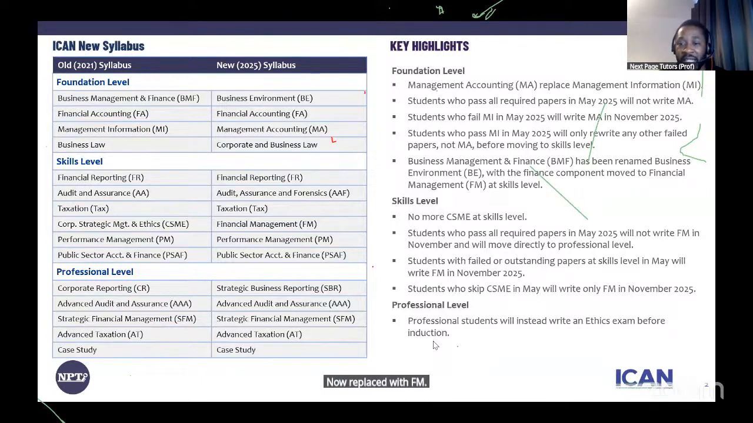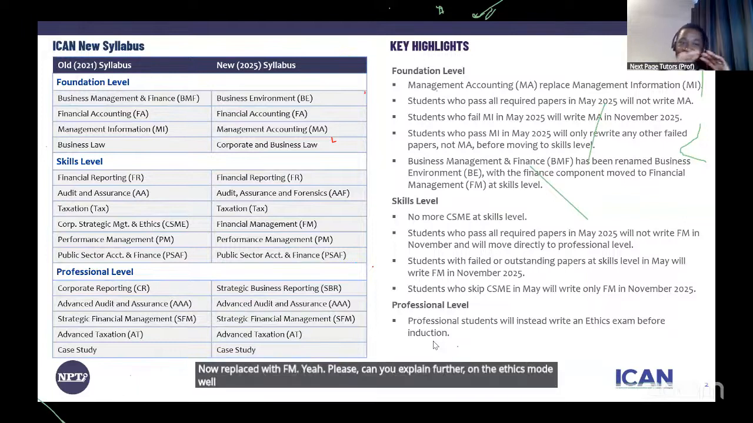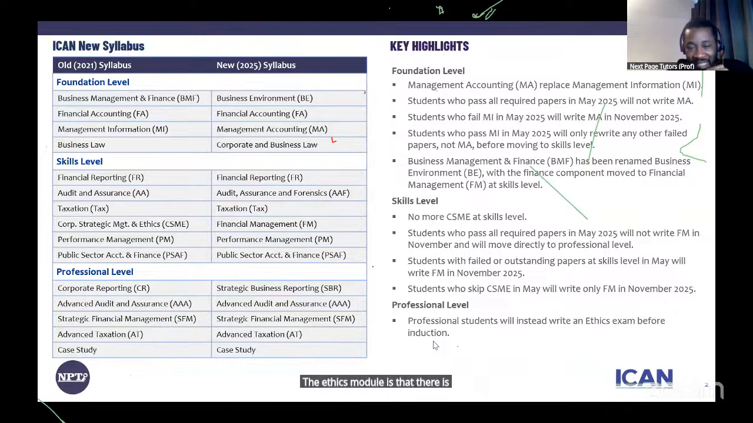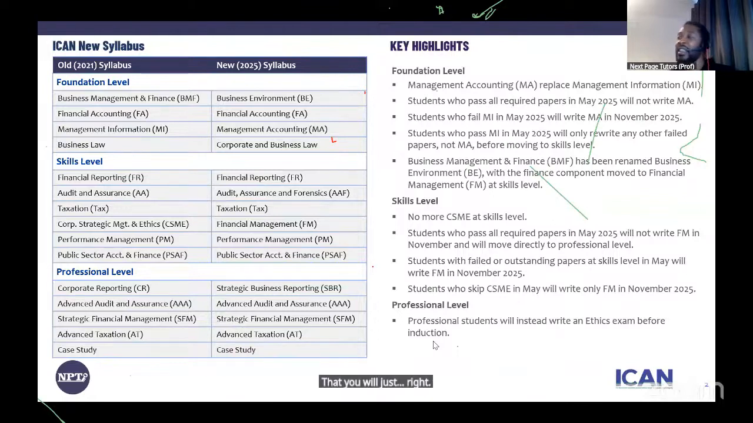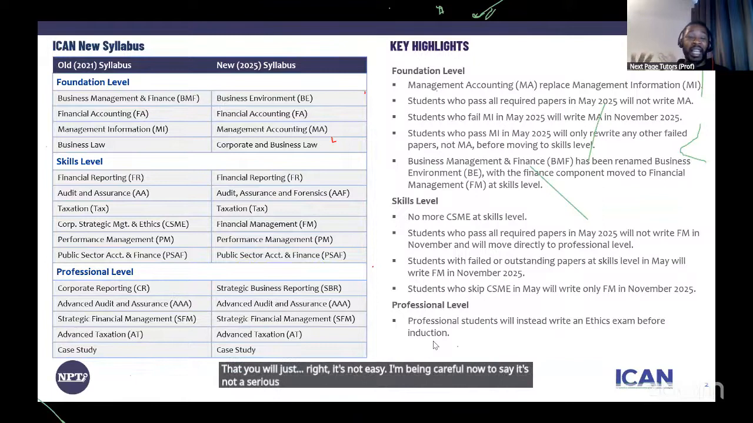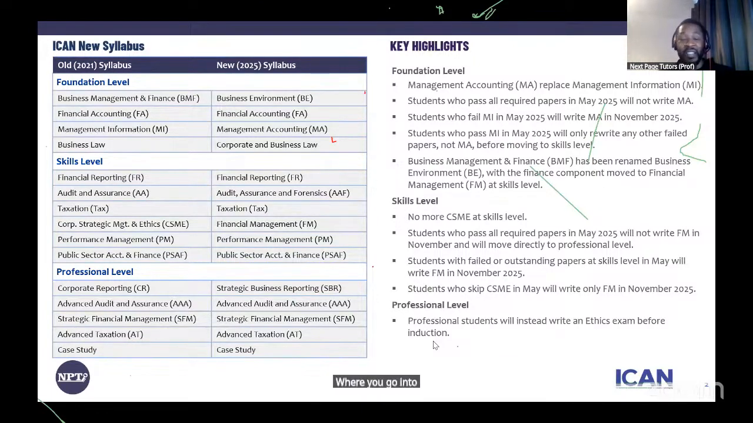Please, can you explain further on the ethics module? Well, yeah, that's very simple. The ethics module is that there is a carve out of the ethics in the syllabus to have a separate module that you will just write. I'm being careful now to say it's not a serious exam, but it's not like the conventional one where you go into the center or CBT platform to write the exam.